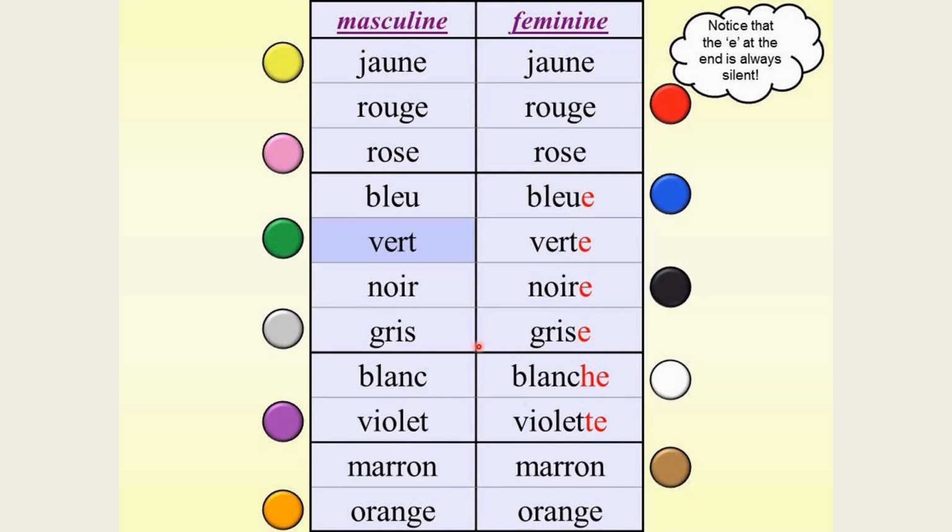Now we have these 2 colors which have a different spelling in feminine, really different, other than E. Another letter is also added in these 2, so you need to learn them very carefully. Blanc becomes blanche, where H and E are added at the end, and violet becomes violette in feminine. So T and E are added at the end.